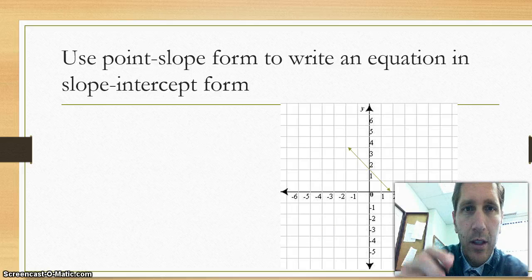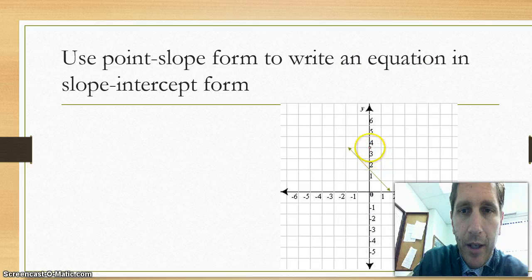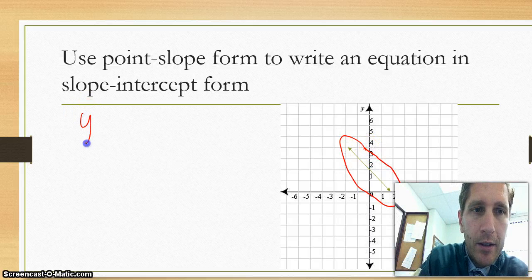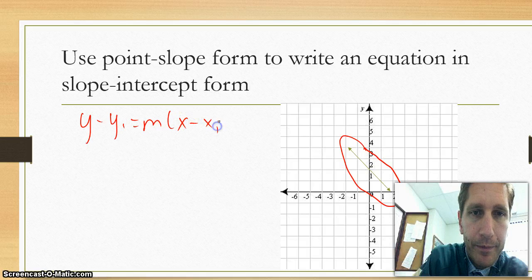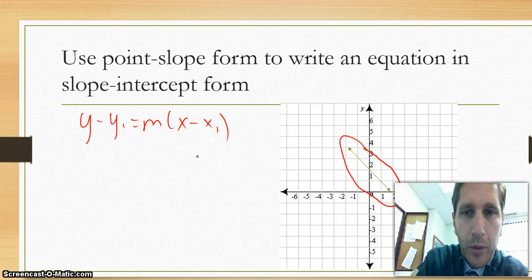So now use point-slope form to write an equation in slope-intercept form. So we have this line right here, and we have to write it in point-slope form first. So let's get all the information we need. So we need our slope.